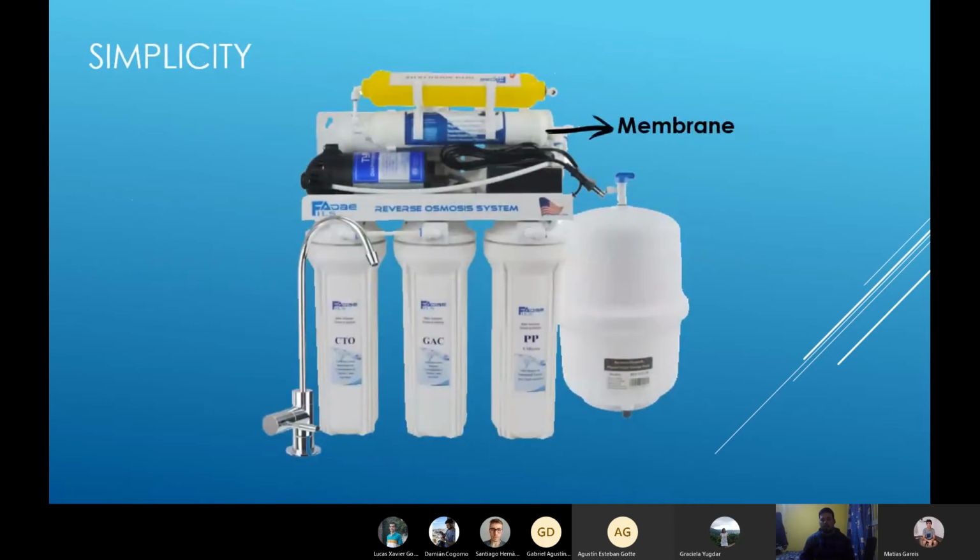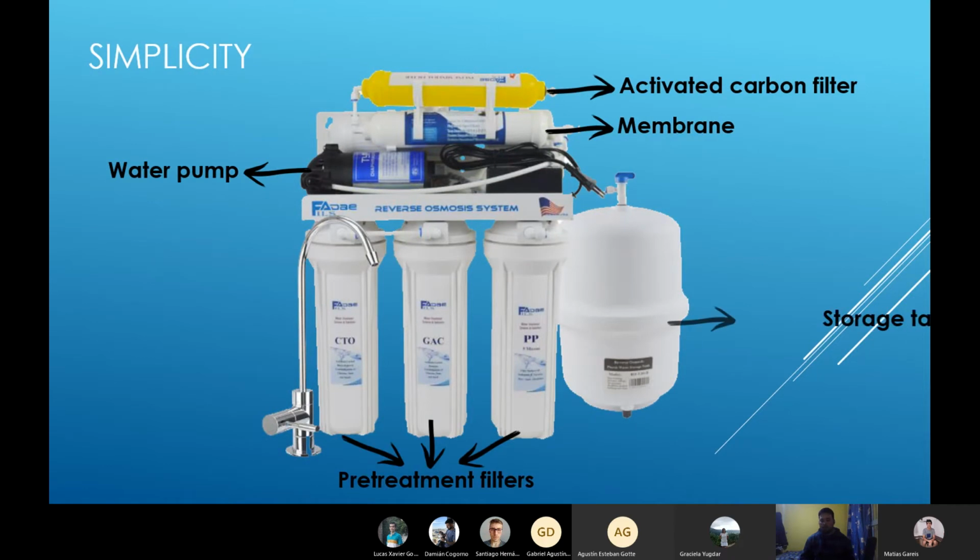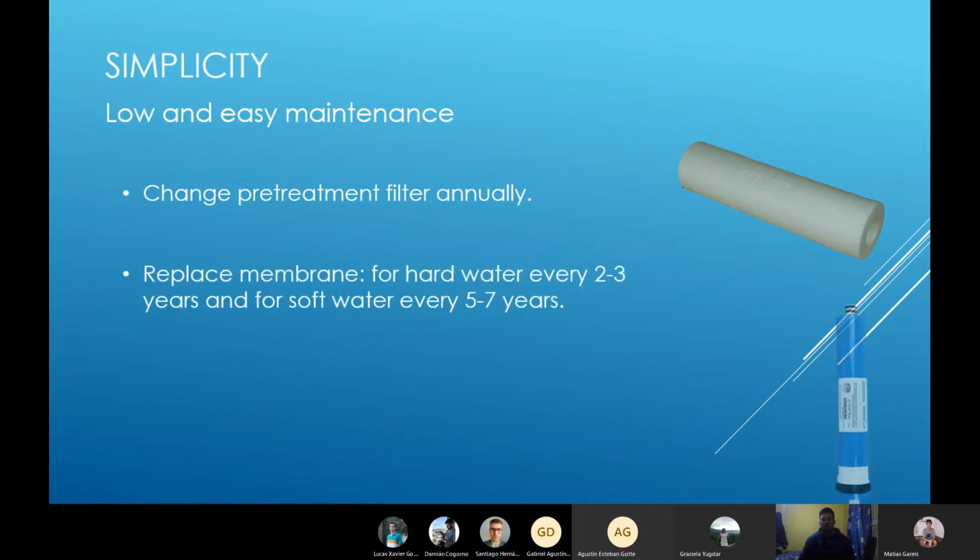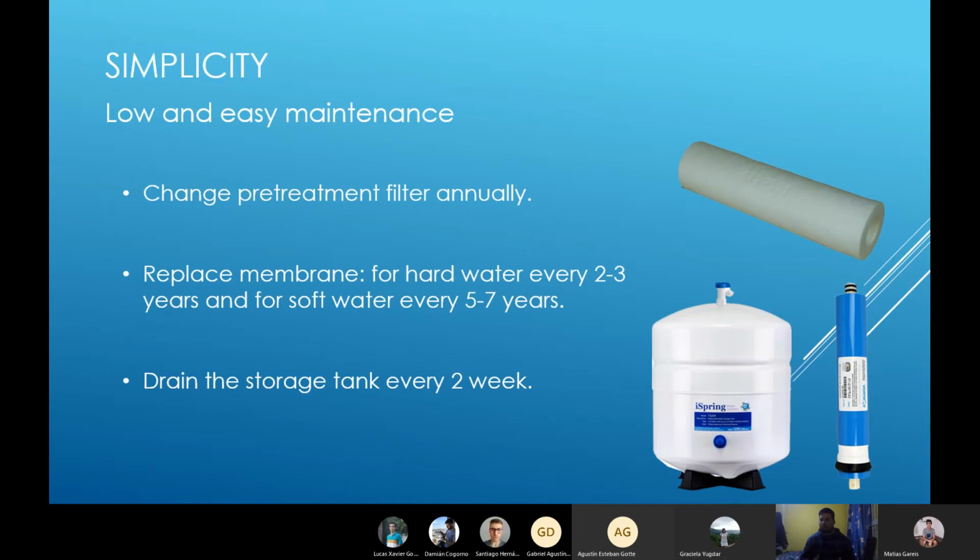There are two aspects that make reverse osmosis systems very simple. The first aspect is the few parts. All reverse osmosis systems have the same parts: water pump, activated carbon filter, a storage tank, pretreatment filter, and optionally a faucet. And next slide, please. Another aspect that makes reverse osmosis simple is the low and easy maintenance. These systems only need to change the pretreatment filter annually, replace the membrane, and drain the storage tank every 2 weeks to renovate the water. And next, please.